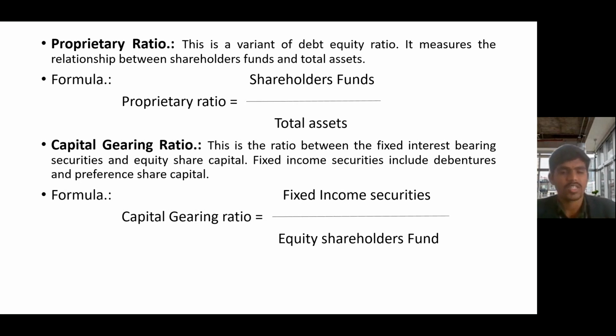Okay, so this is the preferential capital, and it tells us the relationship between the fixed interest bearing securities and the equity share capital. So what is the relationship there? The formula is capital gearing ratio is equal to fixed income securities divided by equity share funds. What is the major relationship between the equity shareholders' fund and the fixed income securities? So this is about the capital gearing ratio.